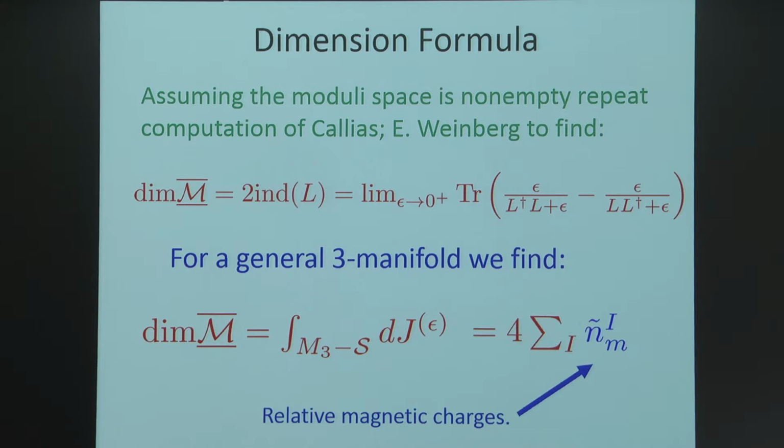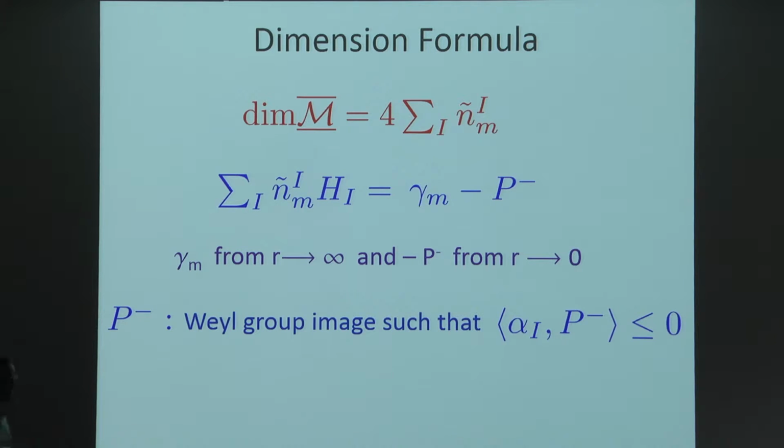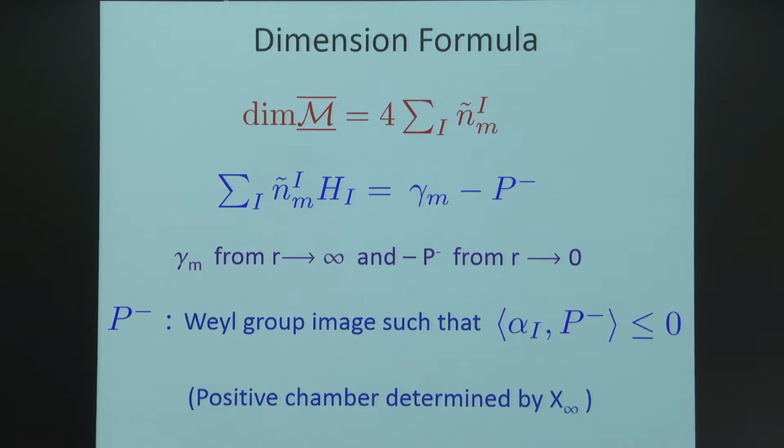So what are the relative magnetic charges? Well, here's that formula again. The relative magnetic charges are the difference between the magnetic charge and P minus. So the gamma M comes from the boundary, the infrared boundary as r goes to infinity, and the P minus comes from r going to 0. P minus is the Weyl group image of P such that the inner product with all the roots is non-positive. And what determines those simple roots? Well, as I've stressed, that is determined by the Higgs vev.